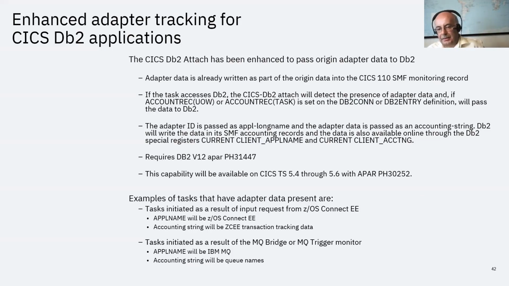And that data will eventually find its way out into DB2 SMF records, but it is also available at runtime through these special registers in the center of the slide there. You can see CURRENT CLIENT_APPLNAME and CURRENT CLIENT_ACCTNG. So this is available via APAR. You can see on the screen there, and it also requires a DB2 APAR 31447.